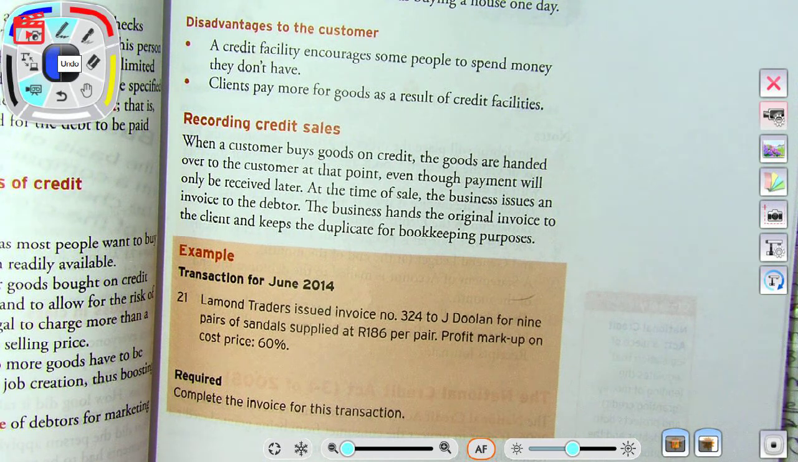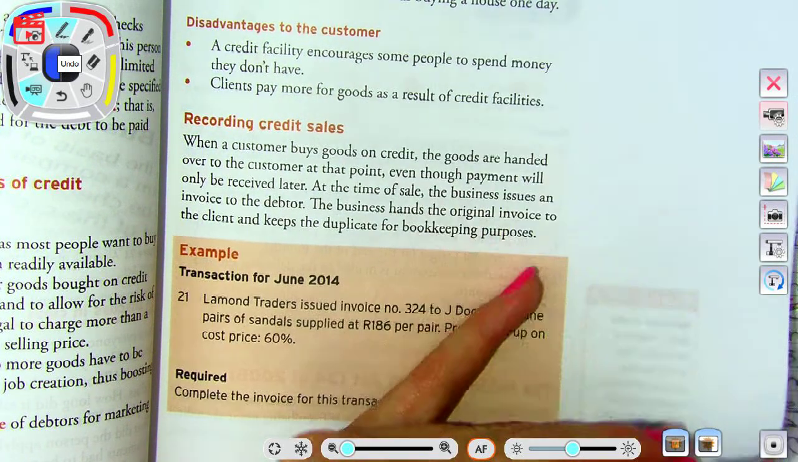So we issued invoice 324 to J. Dulin for 9 pairs of sandals supplied at 186 Rand per pair. So that is my cost price, and then my markup, I will have to use my formulas to work out my selling price. So 186 Rand is my cost price. I have to use my formula to work out my selling price.